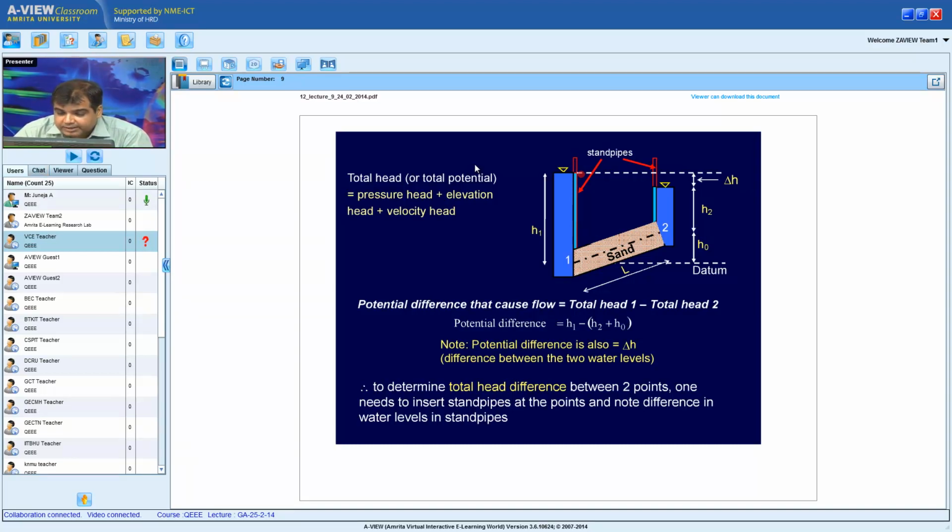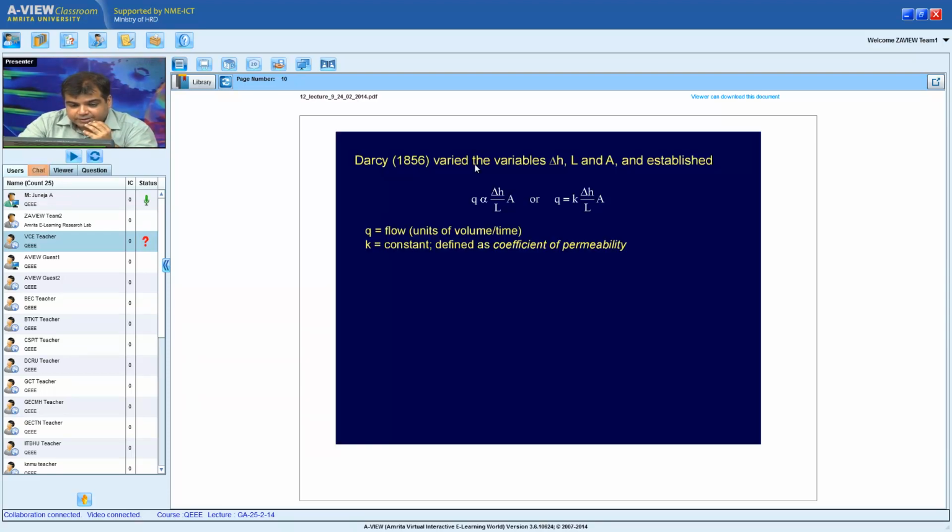Okay, so can I just put it in simple English that the potential difference which will cause flow, or the total head difference which causes the flow, equals the delta H, which is the difference between the two water levels. So if I want to know the flow between A and B, I just deduce the difference in the water level between A and B. Okay, so move to the next slide, please.